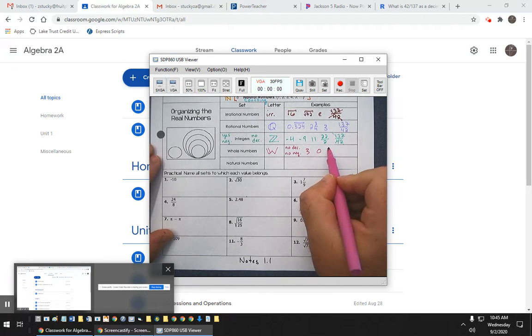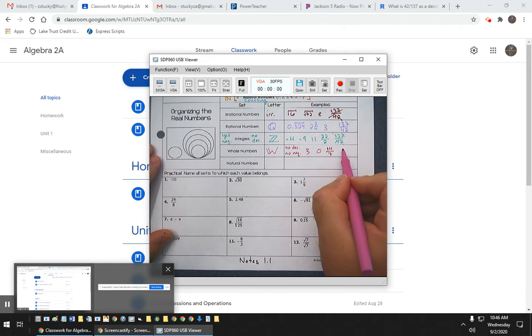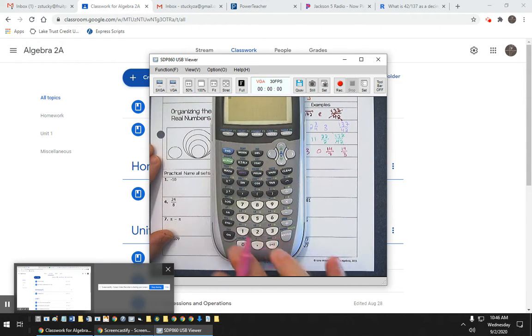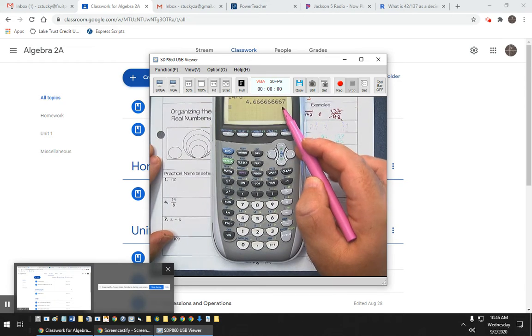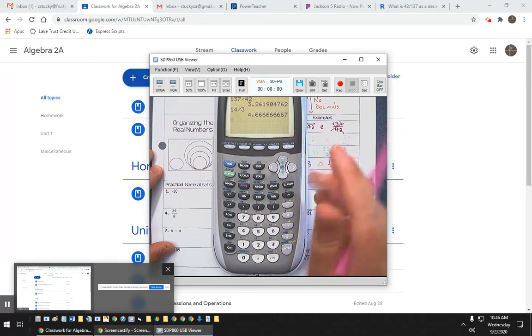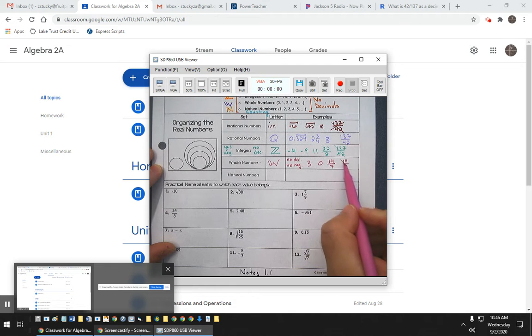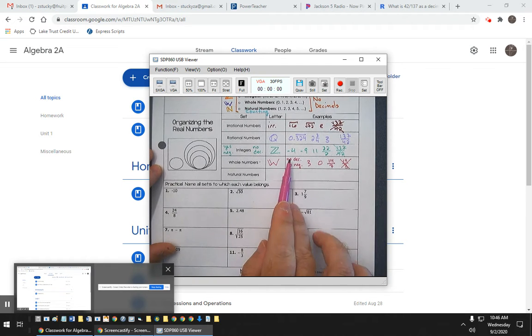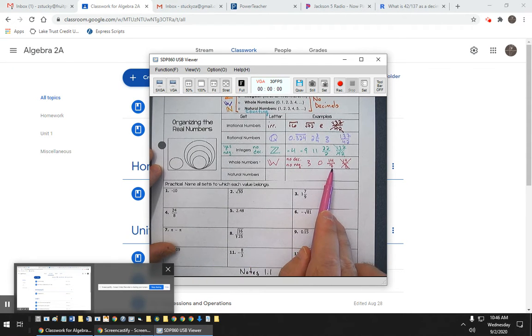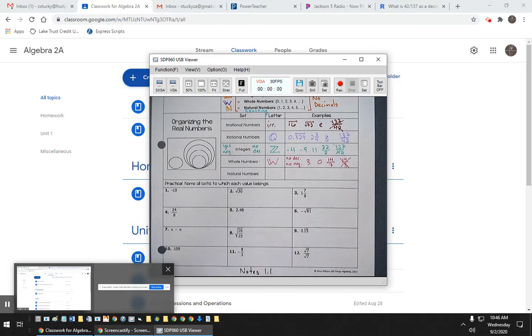How about 20? I just did 22. Let's go 14 divided by 7. What's 14 divided by 7? Does that come out nice? Yes. What about 14 divided by 3? 4.6. Now, it repeats, so this is a rational number, but it is not a whole number because it's a decimal. Remember, you can't have any decimals. 14 divided by 7 is not a decimal.